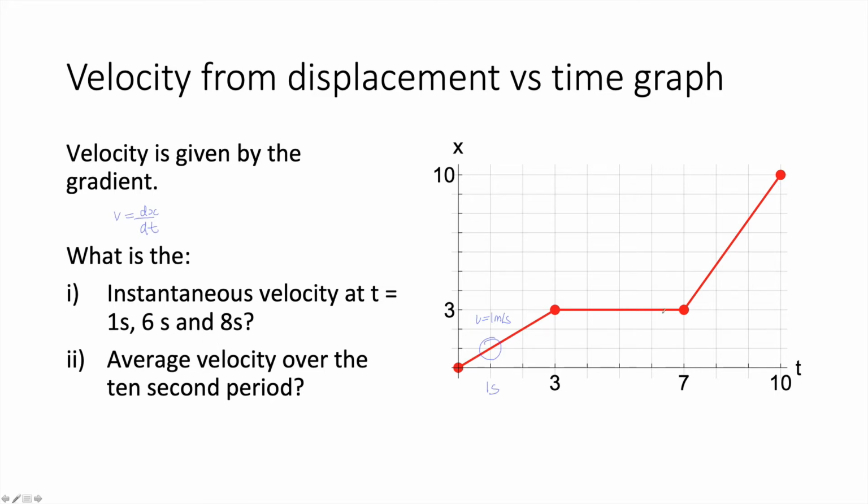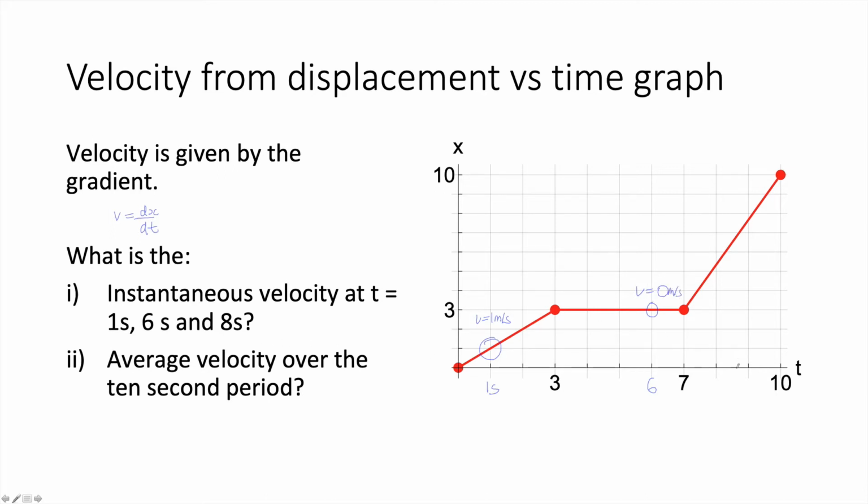Then we need to calculate it at 6 seconds. So 6 seconds is here. And here the displacement is not changing, so the rise is actually 0. Divided by the run, we've still got 0. So it's not moving at this point. So the velocity here is equal to 0 meters per second.